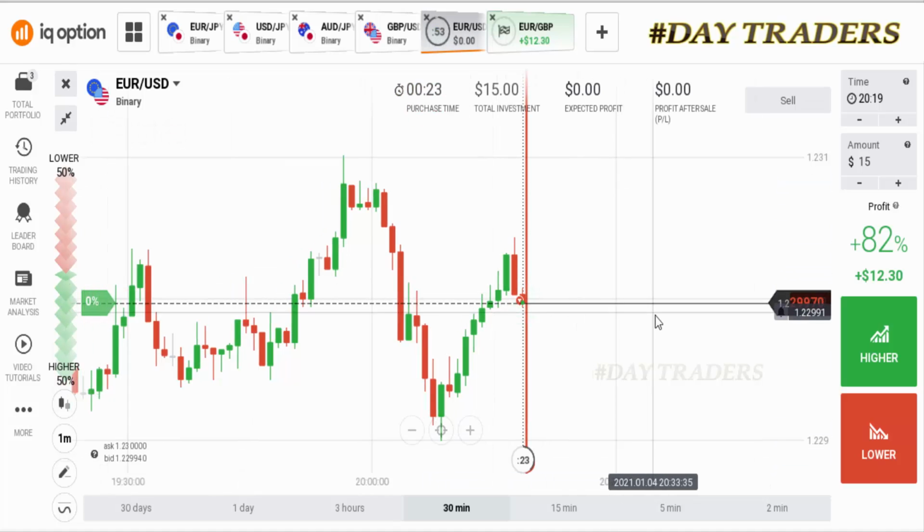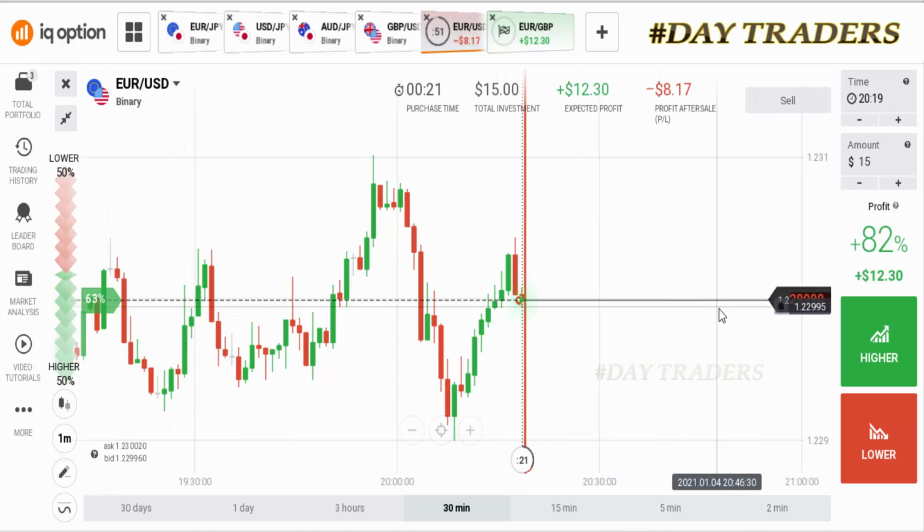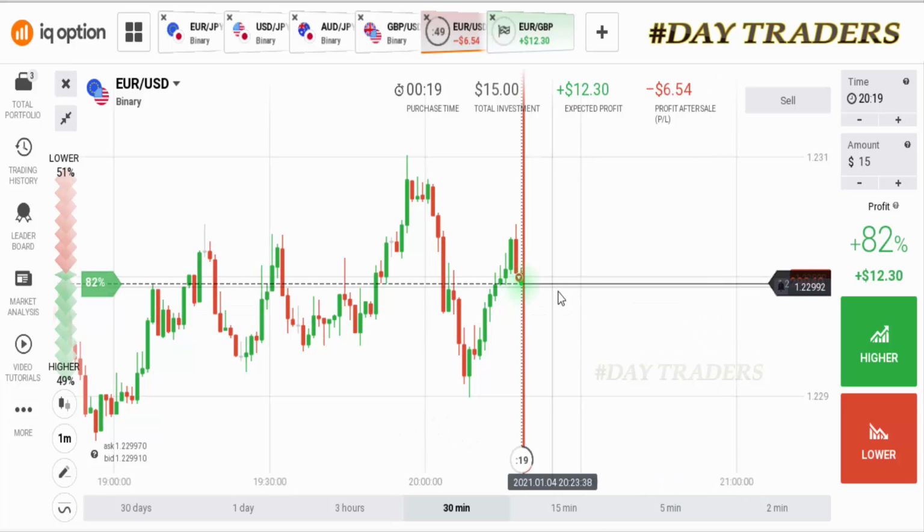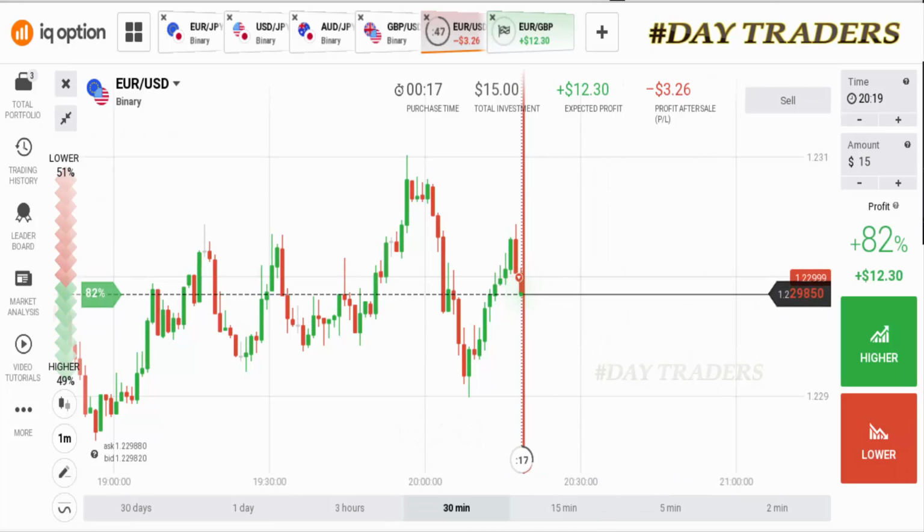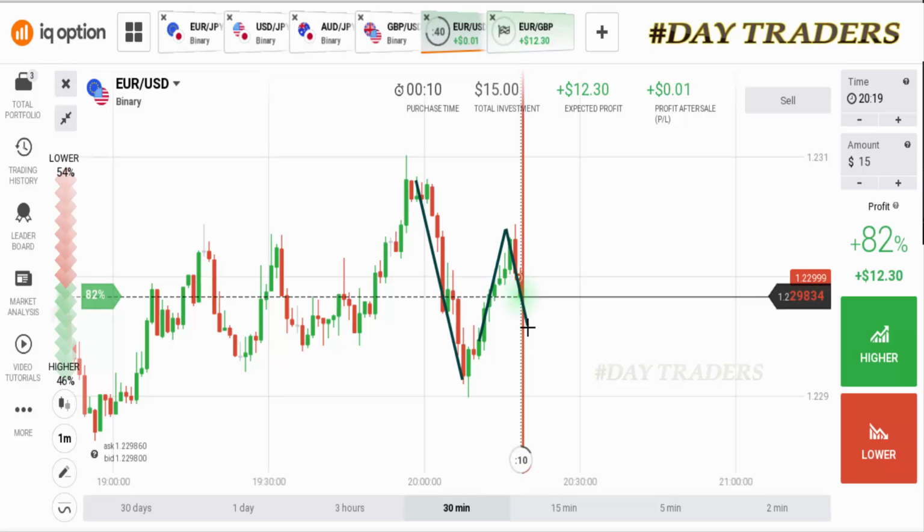This is a very strong engulfing candle, so that's the reason I place a lower option. I'm expecting it to make another bearish candle. Okay, this is market momentum.